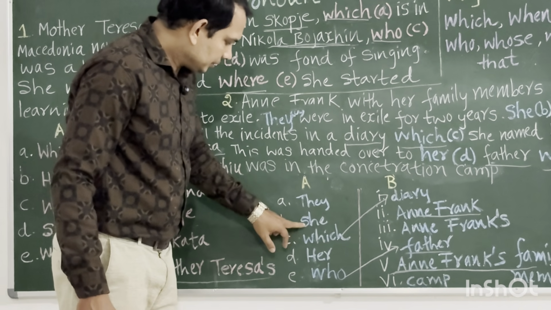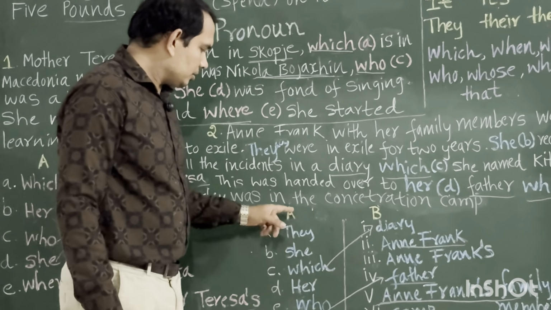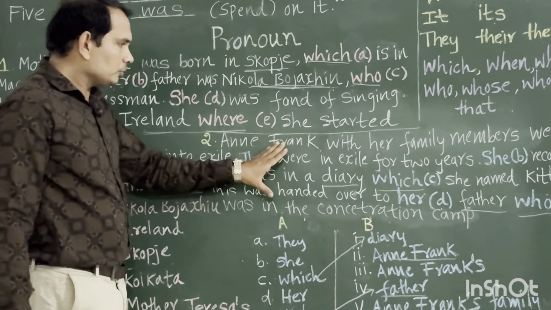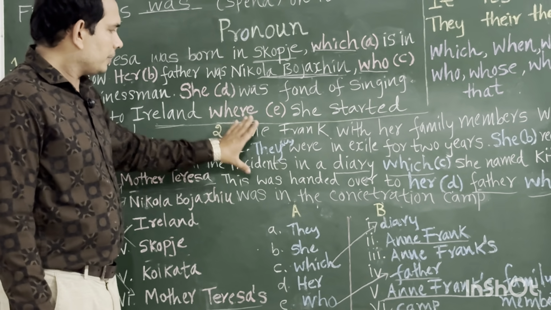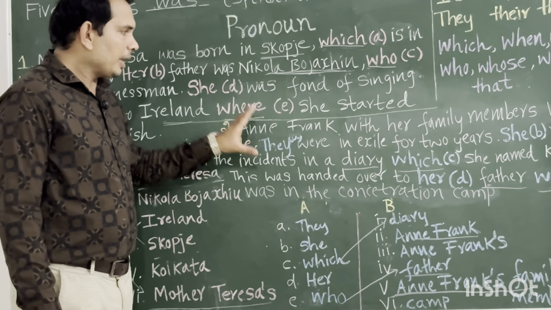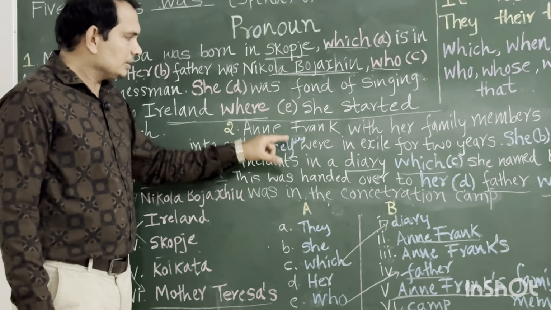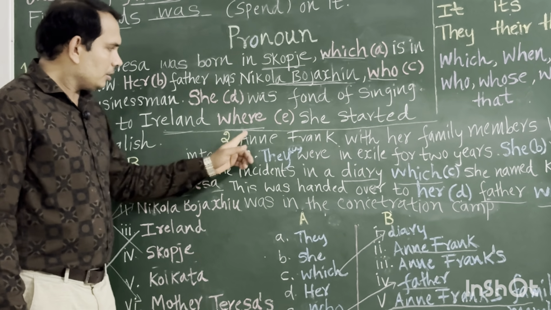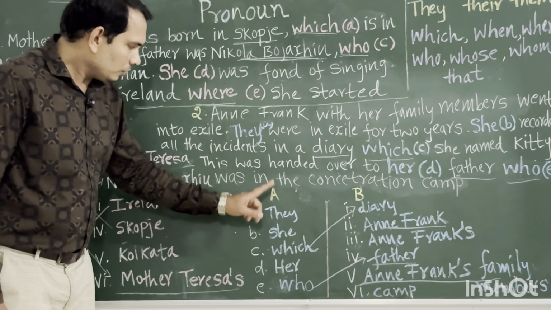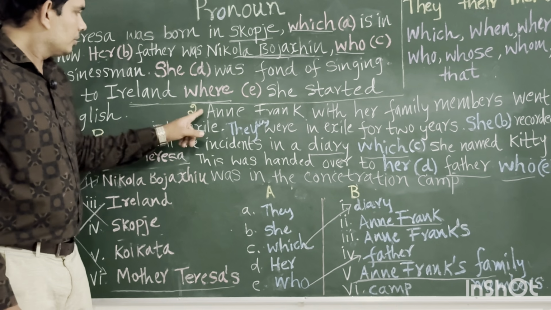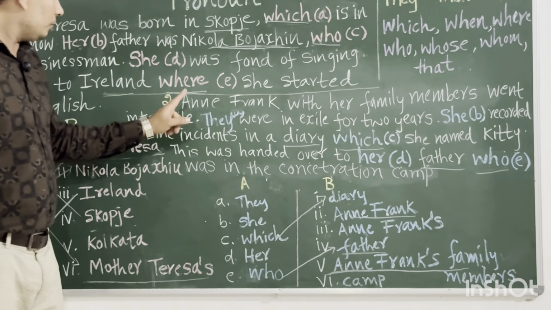They and she are personal pronouns. To find out the answer to these personal pronouns, we need to know who the paragraph is about and who the people talked about in this paragraph are. It's clear. It's about Anne Frank and her father. So, to they, I'm going to read it. Anne Frank, with her family members, went into exile.